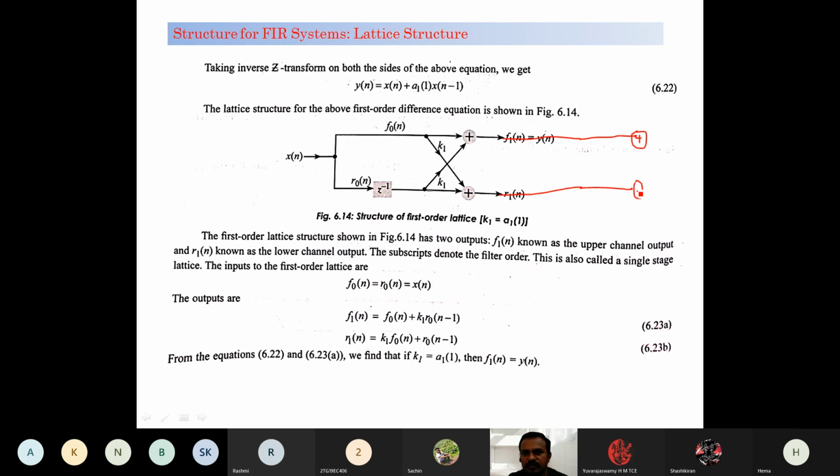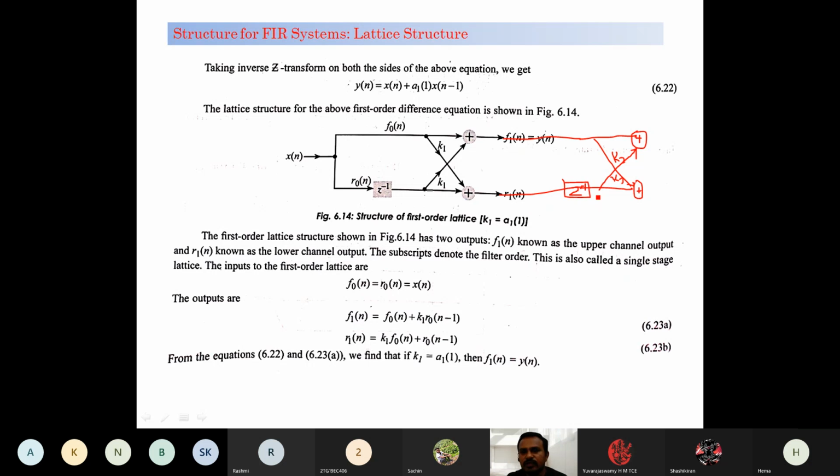I need to put a summer here. Then I need to go for the cross connection of these two with elements K2. Okay, similarly here, with cross connection, the coefficient is K2. So before going to this one, I need to put one more delay, because the structure remains the same, there is a delay.